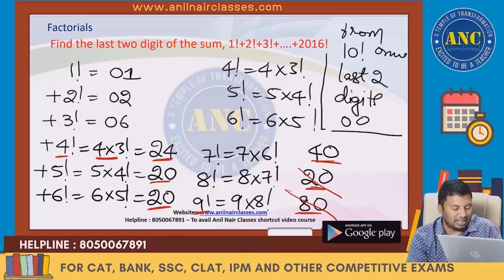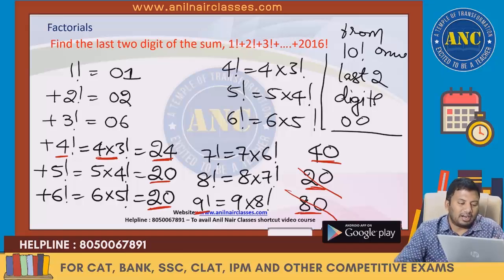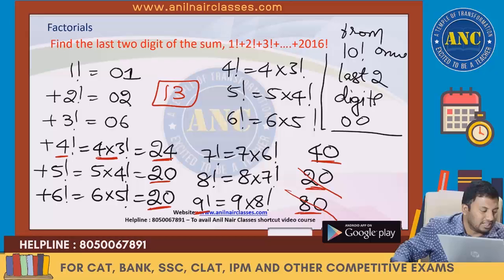Adding up: 40, 60, 80, 104, 110, 112, 113. What will be the last 2 digits? 13. I hope the logic is clear.